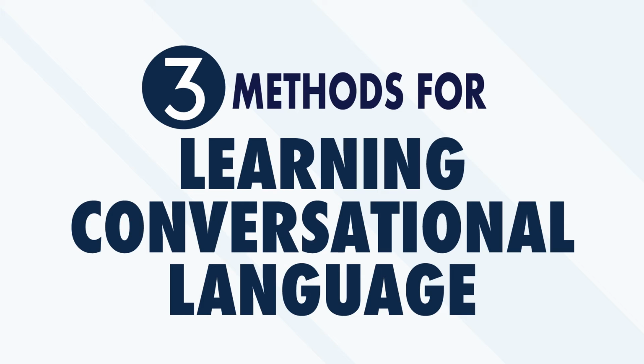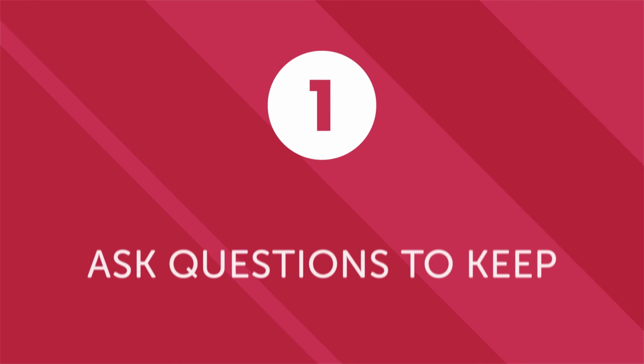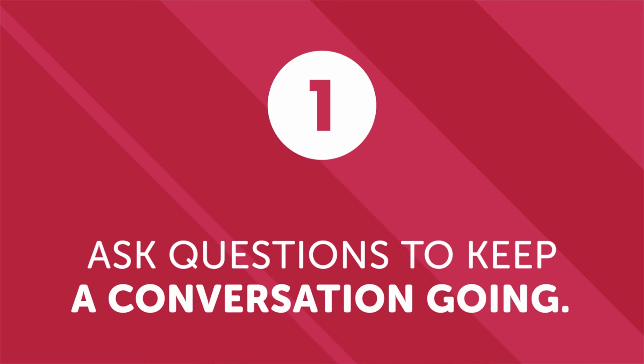But how can you possibly have real conversations with real people if you're just starting out? Here are 3 proven methods that even beginners can quickly use to learn conversational language to make a great impression and avoid awkward silences. First, ask questions to keep a conversation going. For beginners and even more advanced speakers, the key is to ask questions to keep a conversation going.